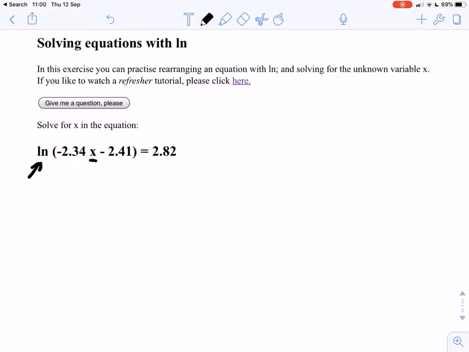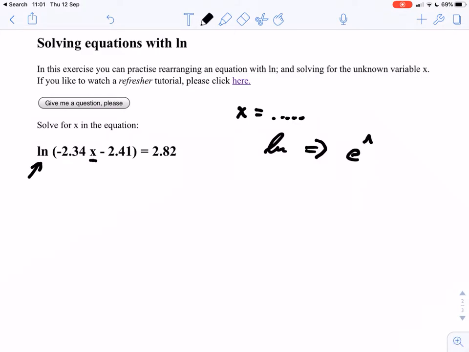Well, we use exactly the same approach that we used before, where we want to actually get something like x equals something like that, a number. And we use exactly the same things that we've used before, i.e. the opposite or the inverse mathematical operation. So the inverse operation of ln is we take everything e to the power of.